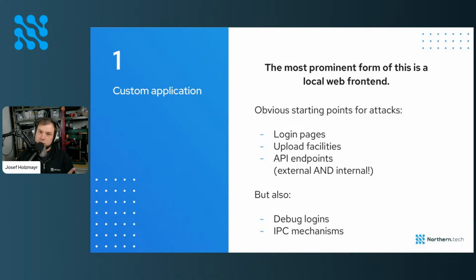And the less prominent, but nonetheless very, very important ones are debug logins. Nobody admits them, but they are there, like a remote terminal, an SSH terminal hidden somewhere, or even IPC mechanisms. If your device is able to form a kind of mesh in a local network, like discovery of similar devices, and then they have a common configuration surface or things like that.